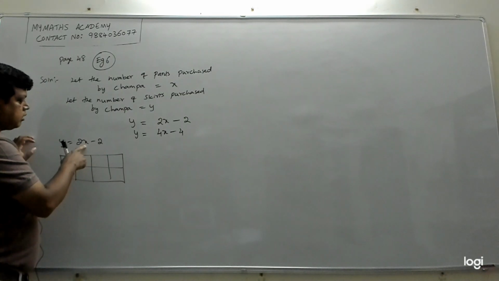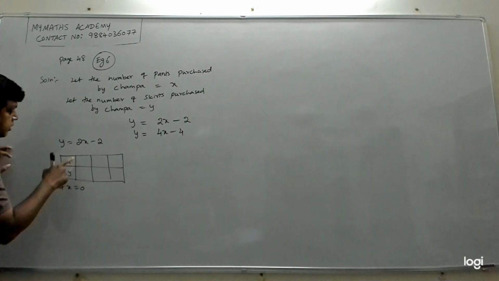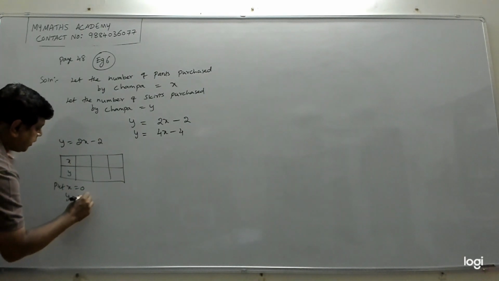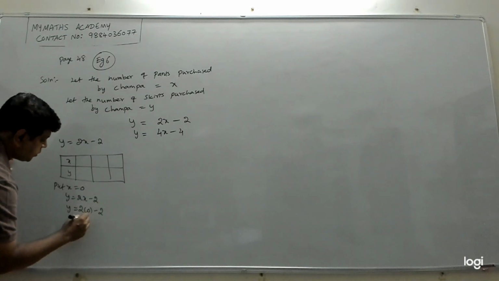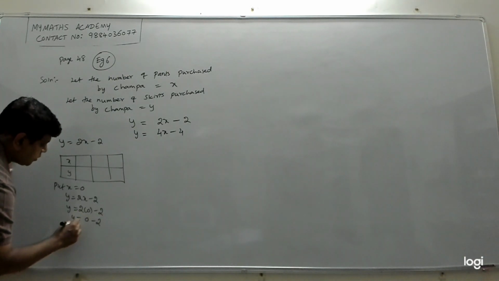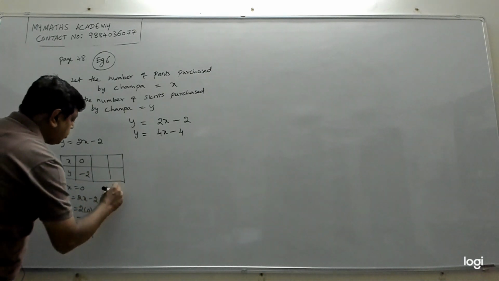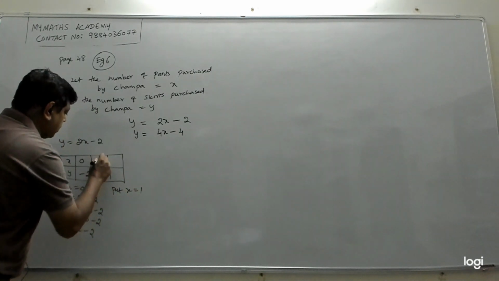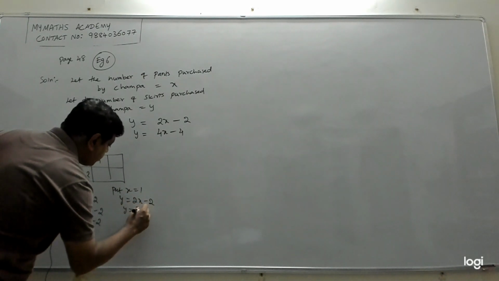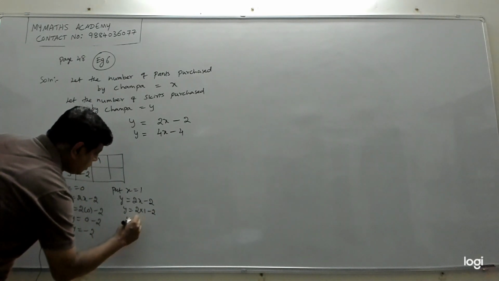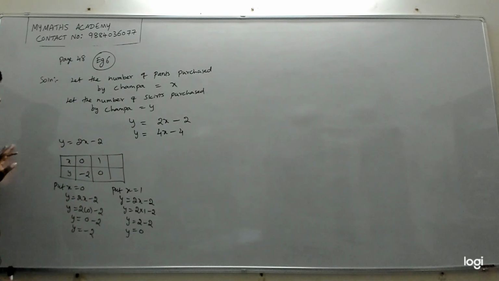We'll put x equal to some value and find the corresponding y. Let's put x equal to 0 first. So y is 2x minus 2, so y is equal to 2 into 0 minus 2, which is 0 minus 2. So y is minus 2. When x is 0, y is minus 2. Now let's put x equal to 1. y is equal to 2 into 1 minus 2, which is 2 minus 2, which is 0. So when x is 1, y is 0.